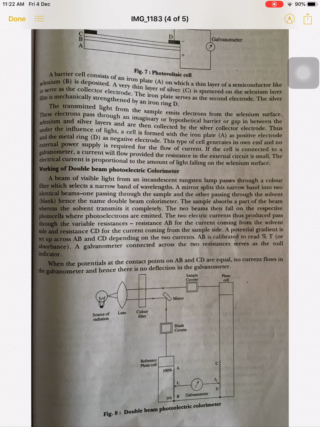Now see this figure. On the left hand side, the source of radiation is there. It is common, just like the single beam. Lenses are used, a color filter is also used, a sample cuvette is there, and a photocell is there. Now see this extra figure. The light coming from the source gets split into two beams. See these two parallel lines at the color filter. One goes through the sample cuvette and one goes to the blank cuvette.